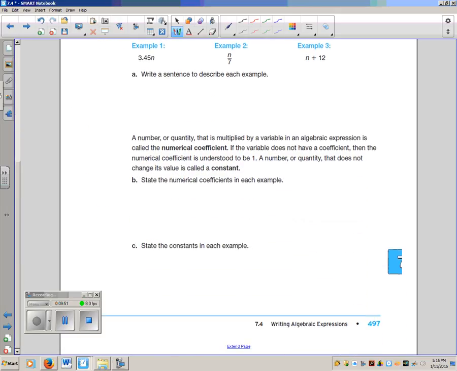Pause the video for a minute and read that paragraph. You need to understand the difference between numerical coefficient and constant.